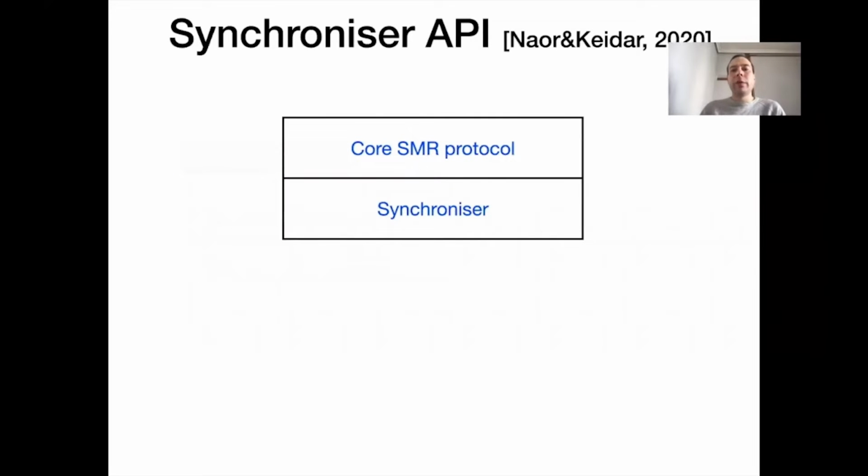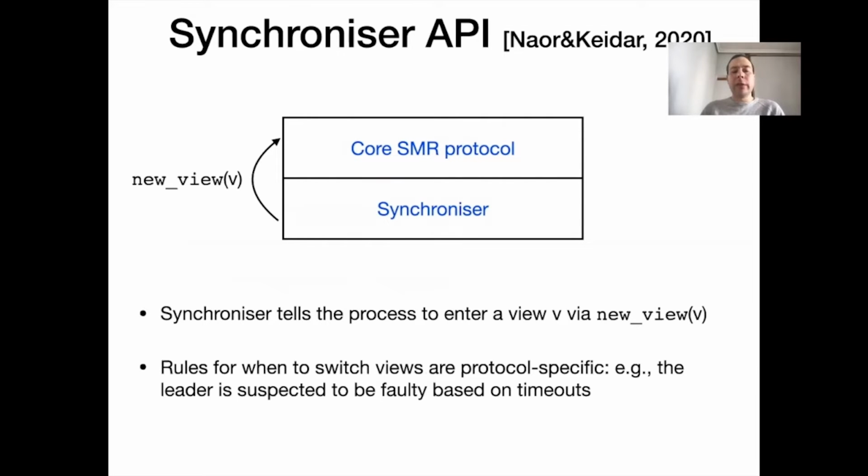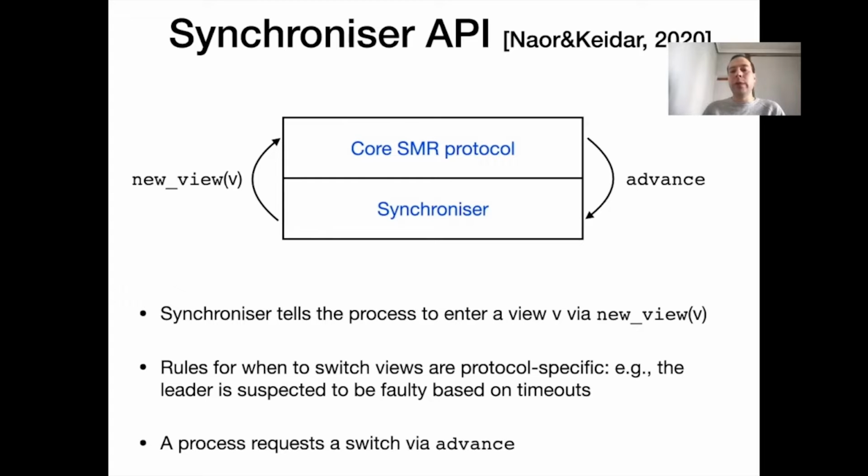And I will first present the synchronizer API, which we actually borrow from a recent paper by Naor and Keidar. As I said before, the job of the synchronizer is to tell processes when to switch views. And the synchronizer will do this using a new_view upcall at processes, asking them to enter a given view v. Now there is a subtlety. The synchronizer doesn't itself know when it should switch views because the rules for this are protocol specific. For example, a state machine replication protocol may want to switch views if the current leader is suspected to be faulty based on some timeouts.